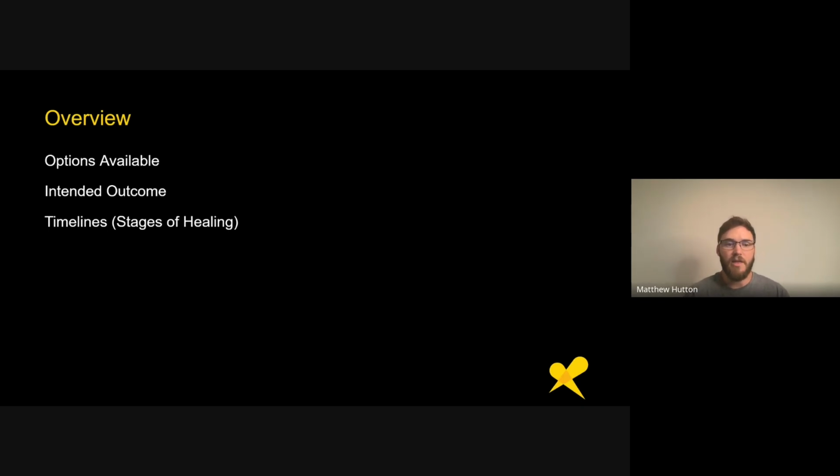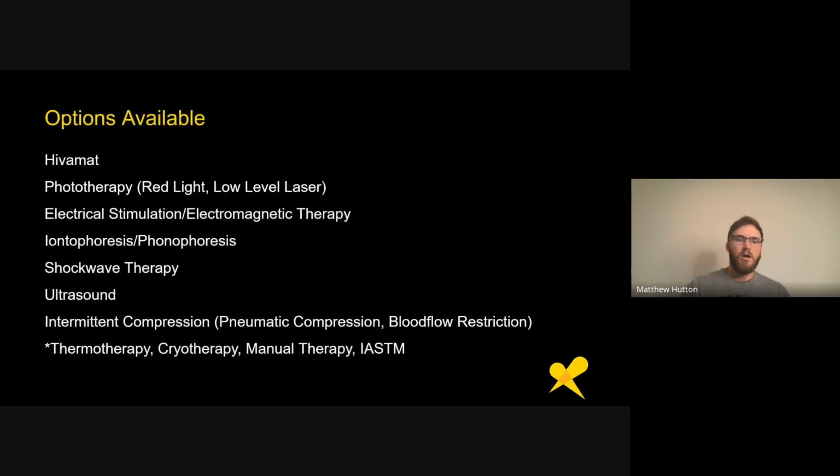And then lastly, I think about timelines. So for one, you're looking at pre-training, post-training, how long is this treatment going to take? But then also you're looking at the different stages of healing. So options available. As I said, there are 1.5 million, and this is definitely not an exhaustive list.